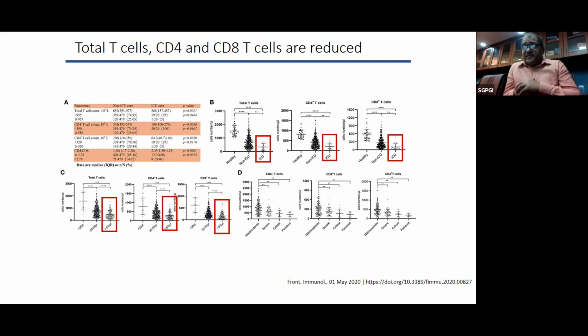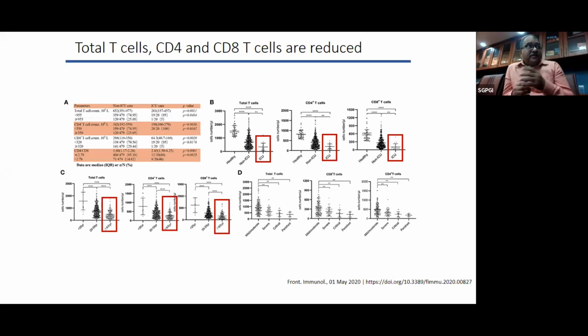So as far as T cells are concerned, both CD4 and CD8 T cells are low. Total T cells are low, and both CD4 and CD8 T cells are low in patients who are severely infected with COVID-19. As has been listed in this paper, which was published in May, all the ICU patients have low total T cells as well as low CD4 and CD8 T cells.